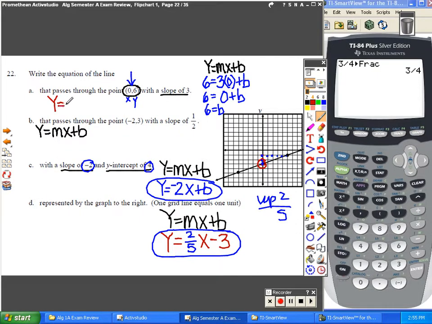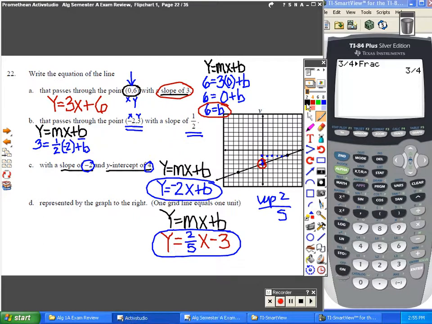Now I go backwards, and I actually can now fill in the total equation. Y is equal to, the slope was 3, x plus my y-intercept, or b value that I had to find, 6. I do the next problem the exact same way. They give me a point, which is an x and a y value, and they give me a slope, but they don't give me the y-intercept. So plug in all of that. Plug in the 3 for the y, plug in the 1/2 for the slope, plug in the -2 for the x, and leave the b a b for now.